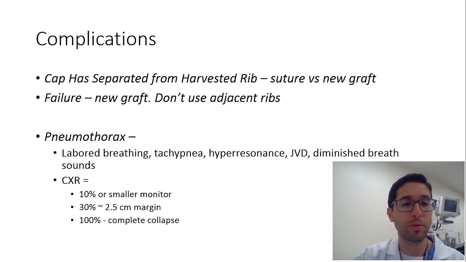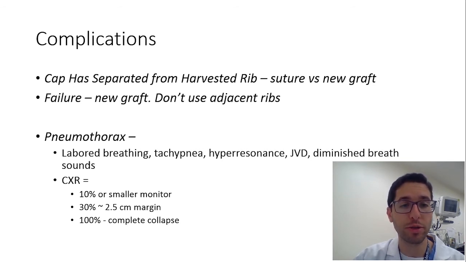Other complications include pneumothorax. Pneumothorax means air trapping within the pleural space. So here you're going to get labored breathing, tachypnea, hyperresonance, so it sounds like air, JVD, neck distension, diminished breath sounds, and then you get a chest x-ray. You could also obviously get a CT, which would be the most accurate, but on a chest x-ray, your goal is to try to approximate how big is the pneumothorax.